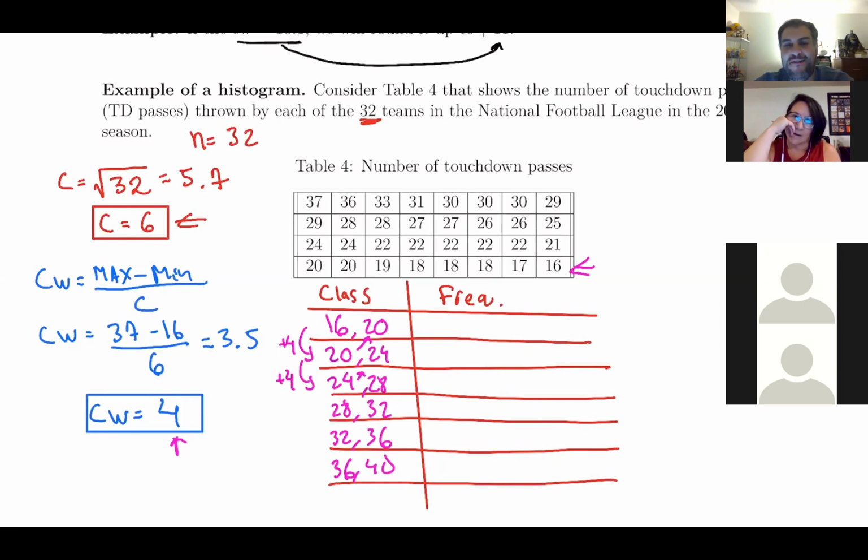So now we have our range. So the first class is from 16 to 20. The second class is 20 to 24. The third one is 24 to 28, and so on and so forth. So far, everybody good? How I got those intervals? Cool. All right, so this is where it does matter.